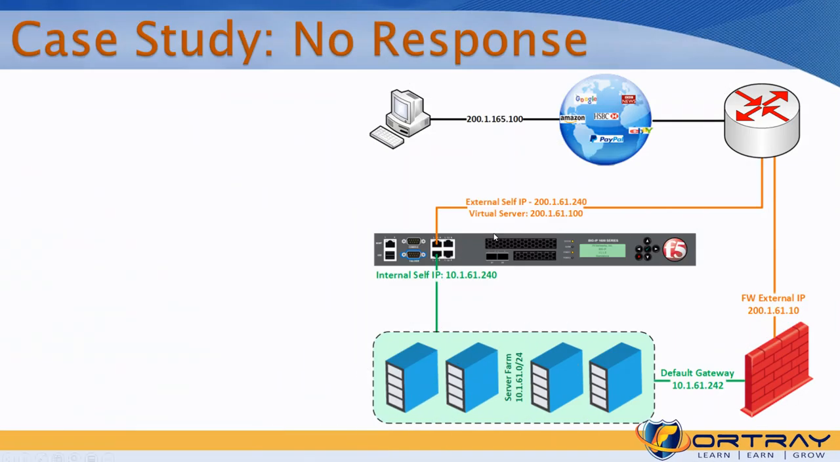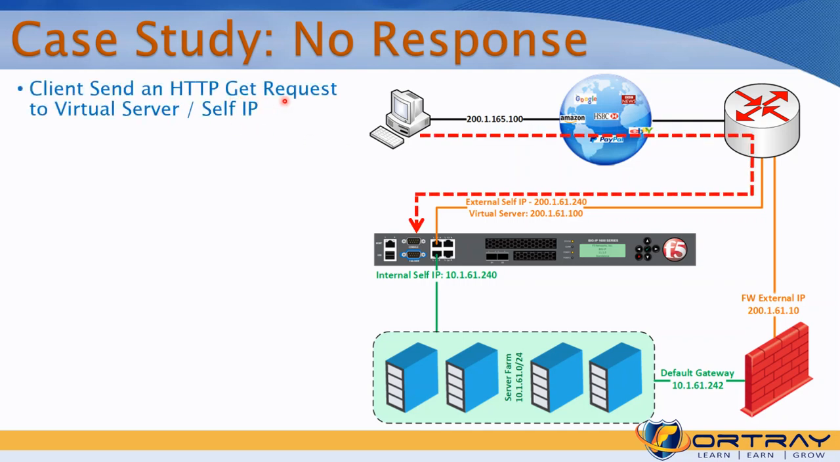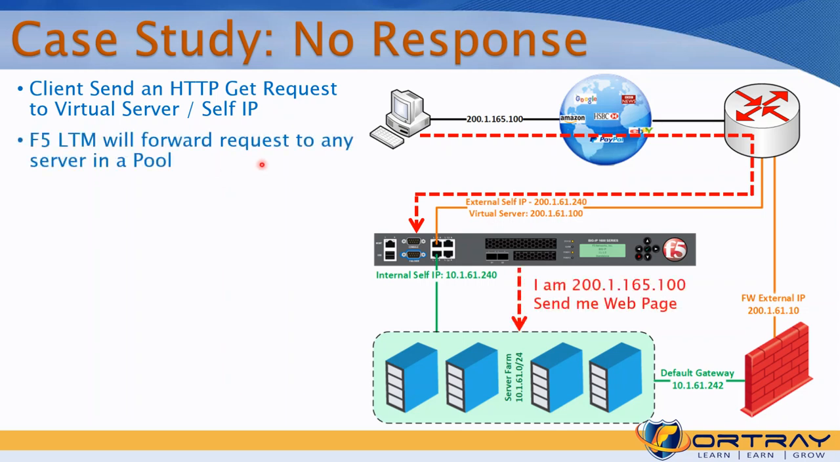So we are just going to present one case study, how SNAT actually works. Basically, just to understand what SNAT is, it's a different scenario. Let's say you are this client, sending an HTTP GET request to a virtual server self IP. That's normal behavior. Then the virtual server will receive that. LTM forwards the request to one of the servers in the pool, based on the method we have configured.